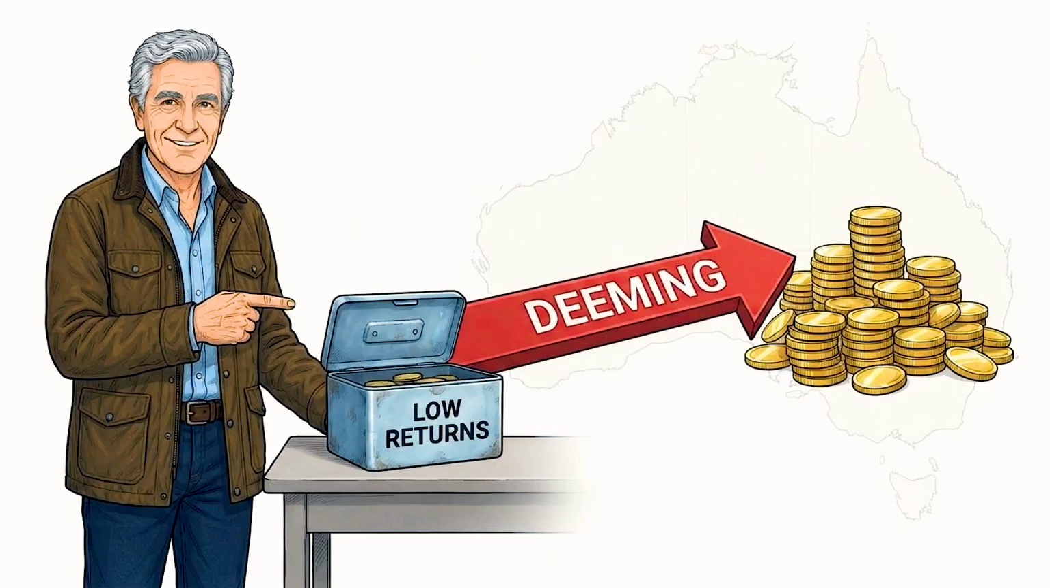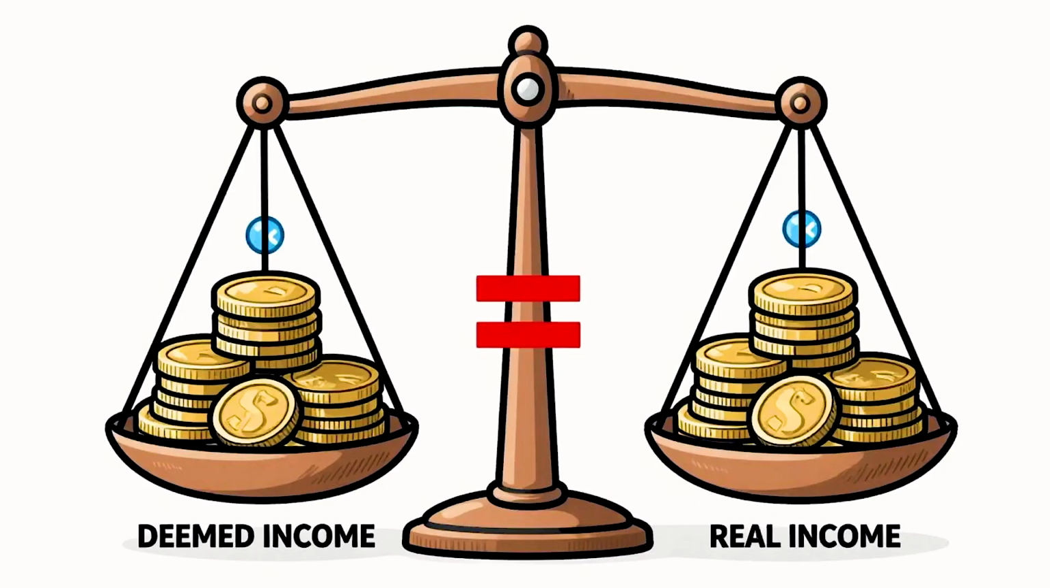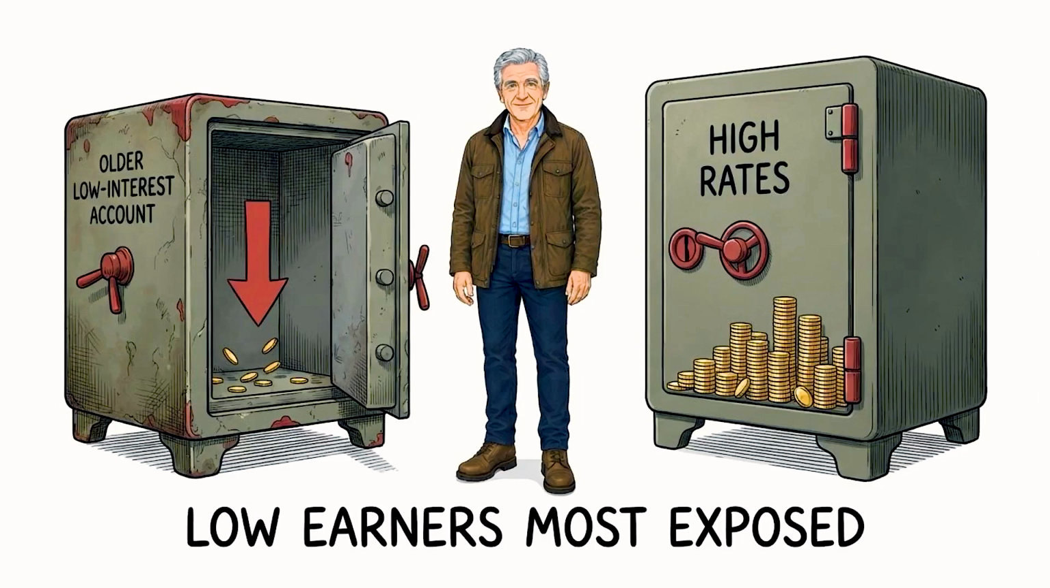Deeming is most likely to hurt you when your actual returns are low. When there's a big gap between what your money is genuinely earning and what Centrelink assumes it's earning, that's when the formula does the most damage. If your actual return was equal to or higher than the deeming rate, deemed income and real income would be roughly the same. It's the low earners, the people sitting in older accounts, paying minimal interest, who are most exposed. Not the people with the best rates, the people with the worst ones.